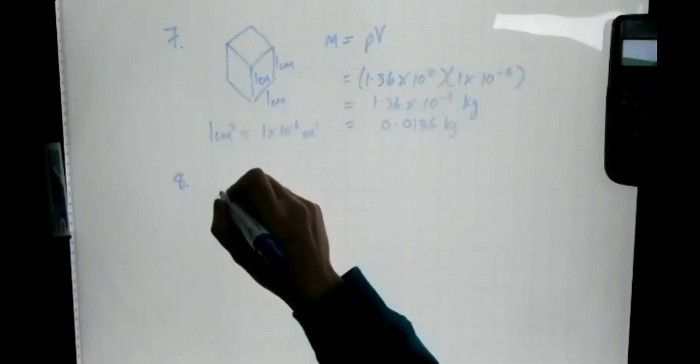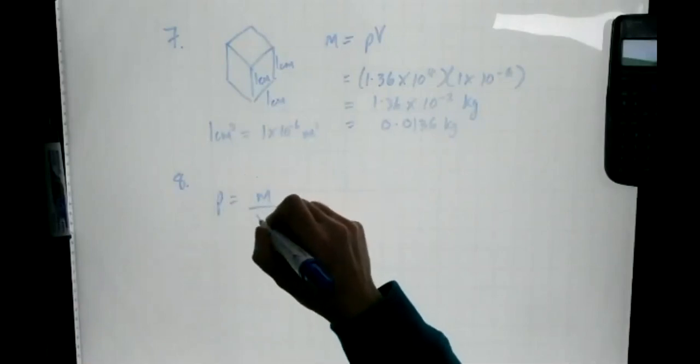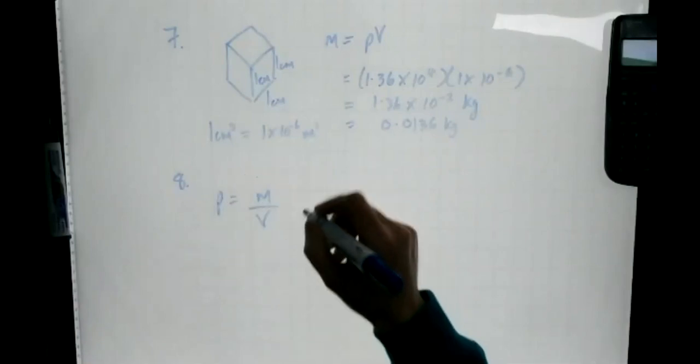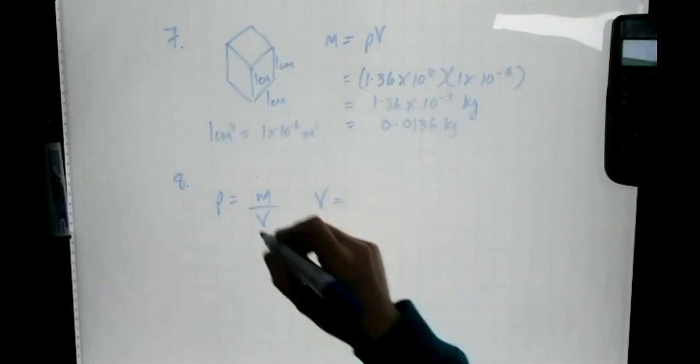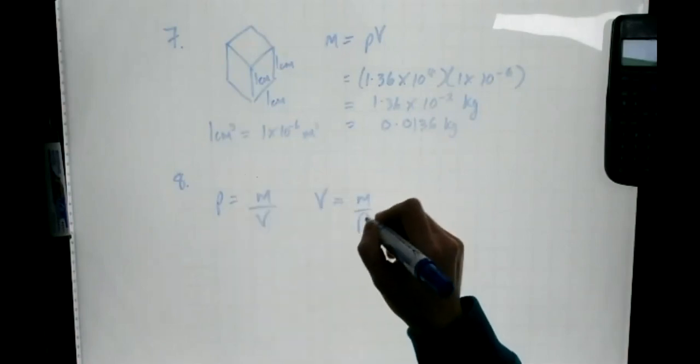A sheet of steel has a layer of tin electroplated onto one side of it. The thickness of the layer is 2 by 10 to the power minus 6 meters, and 20 grams of tin is used in all. So what is the area of one side of the sheet of steel? So it is density equals mass over volume, so volume equals mass over density.